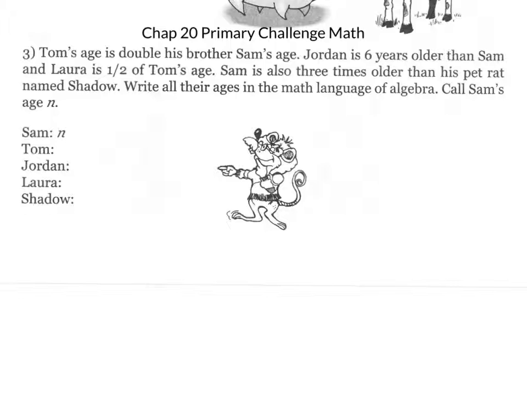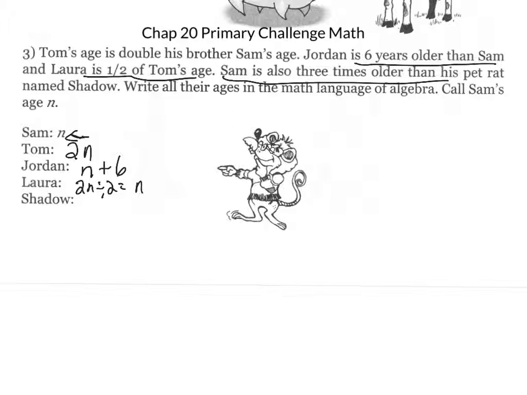So Tom is double his brother Sam's age. So if we're saying Sam is n, then Tom will be 2 times n, or 2n. Jordan is 6 years older than Sam, so Jordan is whatever Sam is plus 6. Laura is half of Tom's age. Okay, so Laura is 2n divided by 2, but that's just n, so she's the same age as Sam.